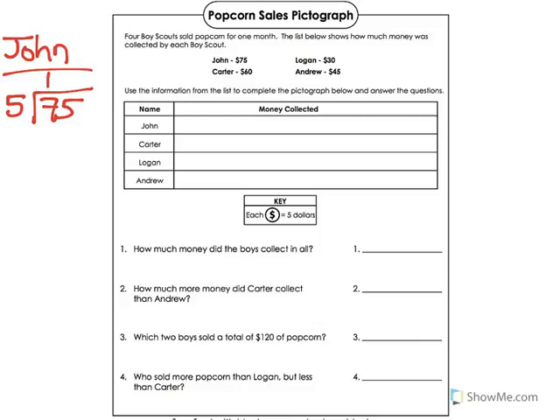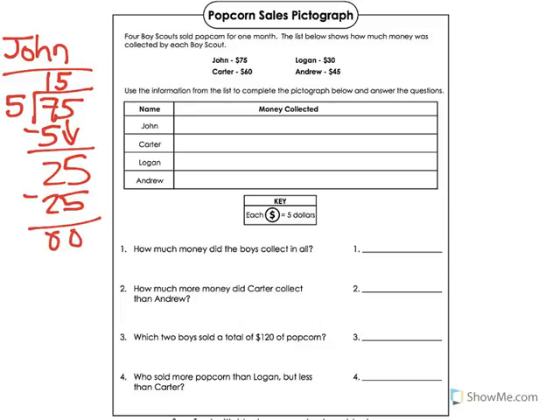So 5 goes into 7 one time. We subtract the 5 and we get 2 left over. And we bring down that 5 and get 25. And now 5 goes into 25 5 times. So we subtract 25 and we zero it out. So that means that John should therefore have 15 money symbols in his section.